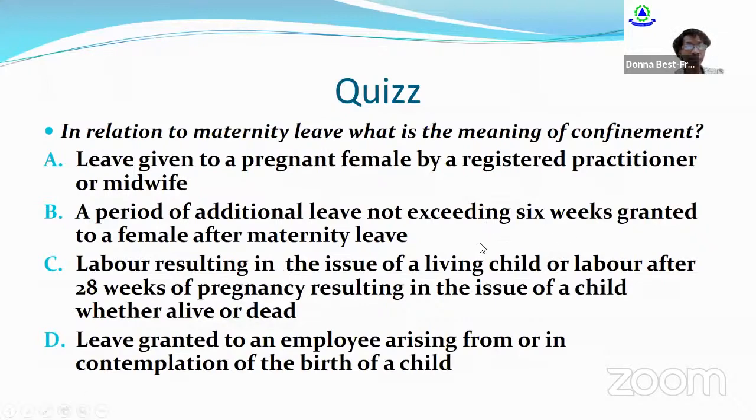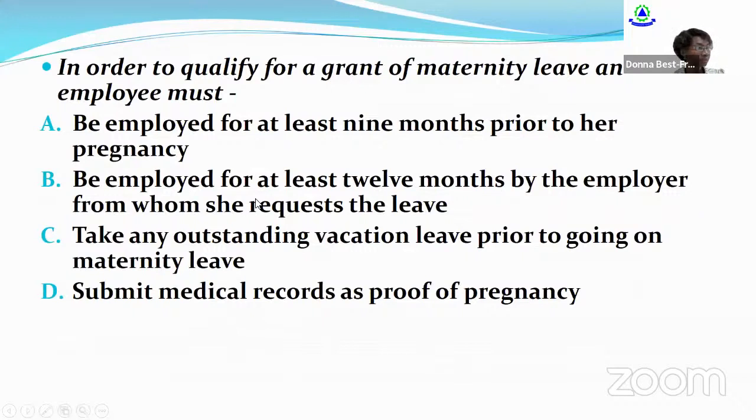For the second one, in order to qualify for a grant of maternity leave, an employee must be employed for at least 9 months prior to her pregnancy, be employed for at least 12 months by the employer from whom she requests leave, take any outstanding vacation leave prior to going on maternity leave, or submit medical records as proof of pregnancy. We have, for the answers, 3% answering submit medical records as proof of pregnancy. We have 11% saying be employed for at least 9 months prior to her pregnancy. But the correct answer is B, be employed for at least 12 months by the employer from whom she requests leave.